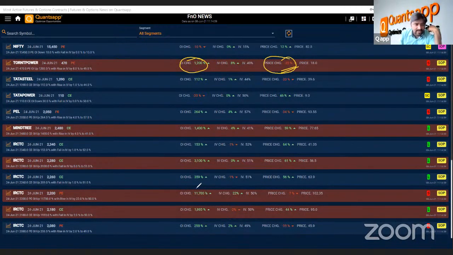You can check IRCTC here. That's a huge movement here also, right? Fine. So I think if you have any more queries, you can put them, and I'll solve them.